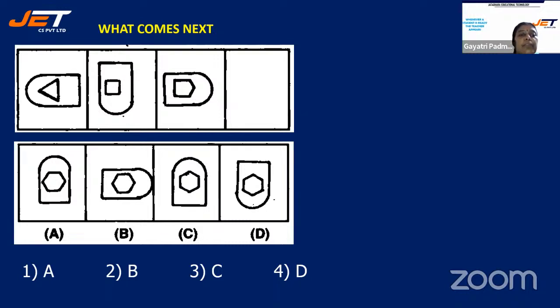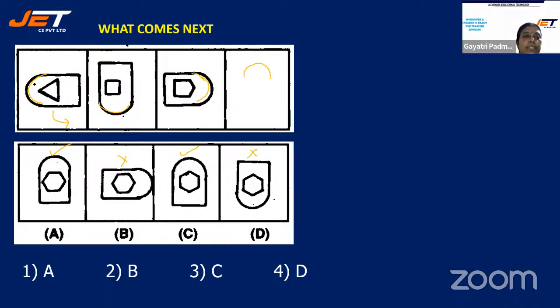All right. So here the first figure, you have this semicircle facing left hand side. Then when it goes to the anti-clockwise, it is facing down. Then it is facing right hand side. So the next should face up. Am I right? Fine. So up means it should be either A or it should be either C. It cannot be B. It cannot be D. Because only these two has the facing upward.